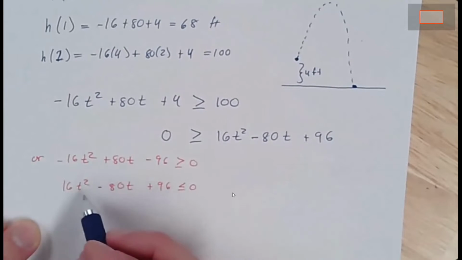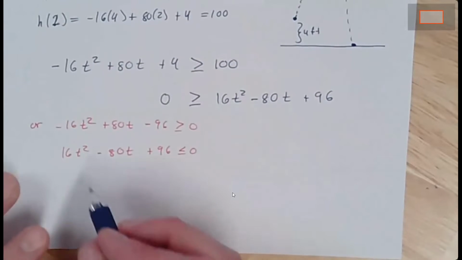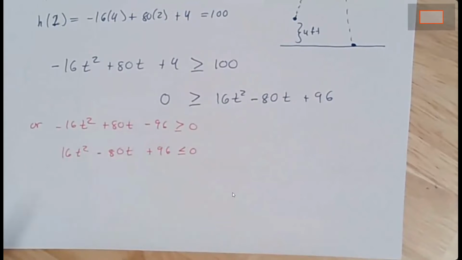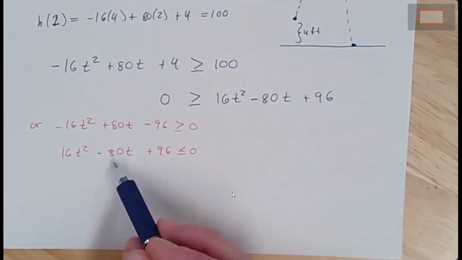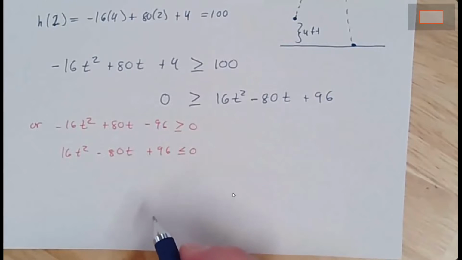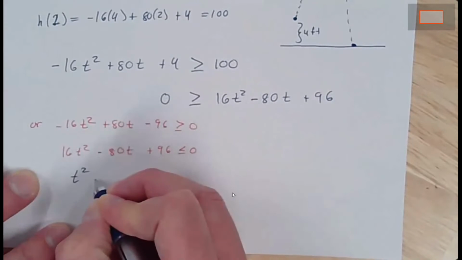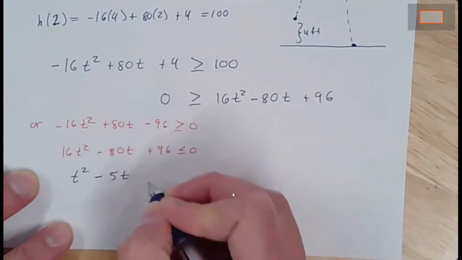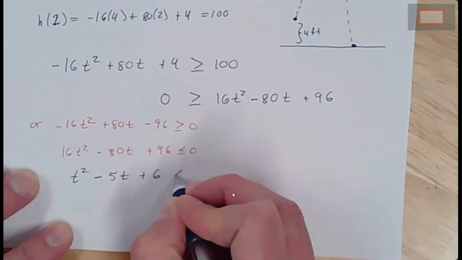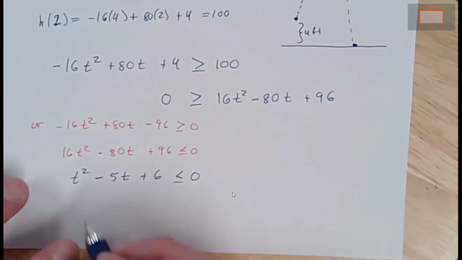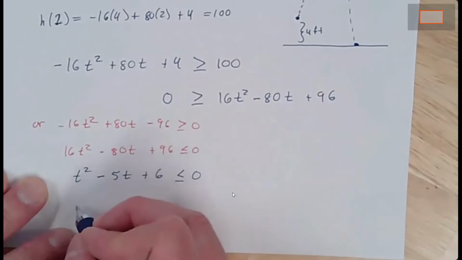To solve this, let's go ahead and just work from here. We are fortunate here in that each of these numbers is a multiple of 16. 80 is 16 times 5, 96 is 16 times 6. So if I divide both sides by 16, I get t squared minus 5t plus 6 is less than or equal to 0. Ooh. And now we can factor that. I think, can we factor that? Yeah.